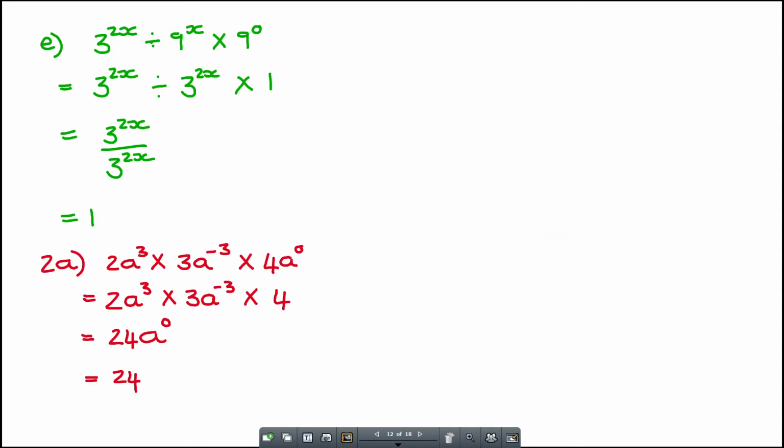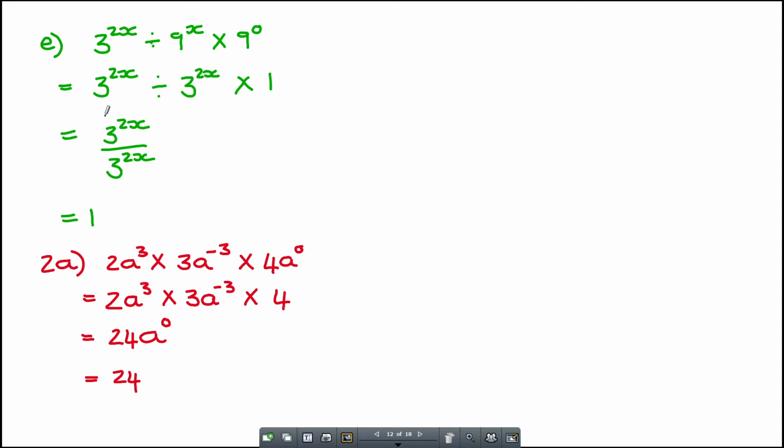Okay, at E, over here, I first changed my base over there. Now 9 is the same as 3 to the power of 2, and that would then be to the power of x, so that's why it becomes 3 to the power of 2x. You guys good with that? Yes. Then anything to the power of 0 will be 1.